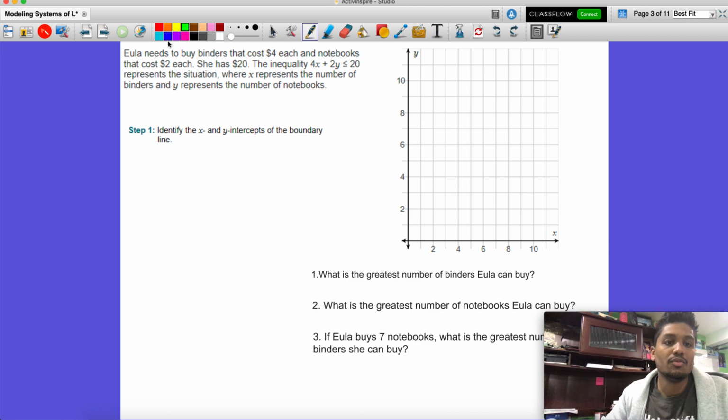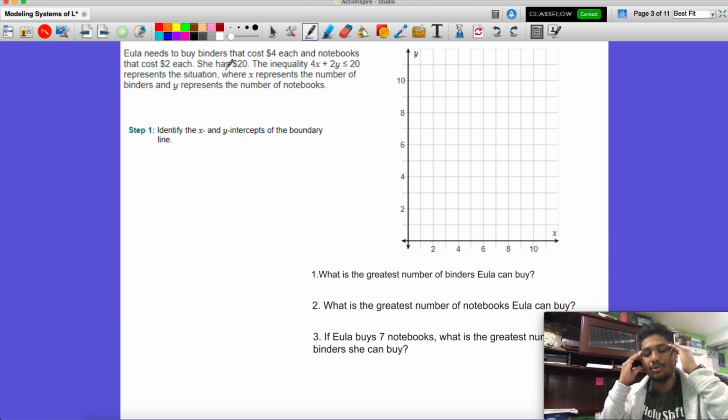With another real life example. Okay, in this case we have Eula needs to buy binders that cost $4 each and notebooks that cost $2 each. She has $20. So in her wallet, I want you to just imagine right now you open your wallet, you have $20, so it doesn't matter what it is, $20 bill, two tens, four fives, 20 singles, whatever.